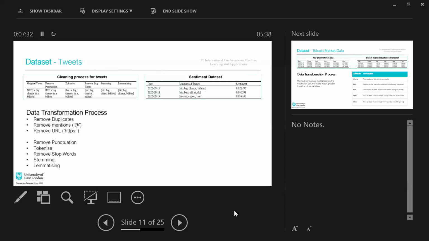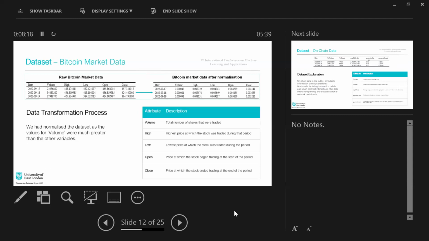And then you can see the data transformation process is what I just explained. But in other examples, we would have mentions, so @ if you want to tag someone, or we would have URLs as well, which people are referencing, but we didn't include that for this. So that's the cleaning process. Once we had this, we then looked to calculate the sentiment for each. You can see the lemmatized tweets on the right, and the sentiment alongside it. You can see this has been done daily and averaged up. Obviously you have multiple tweets on a single day, so we calculate the sentiment for each and then aggregate this up for each day.